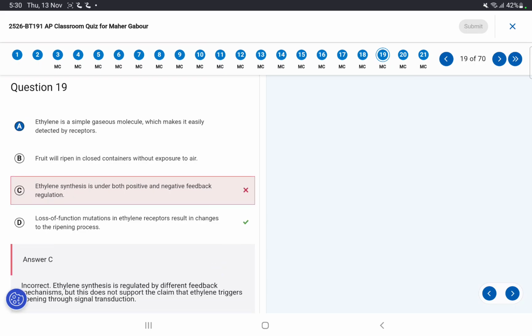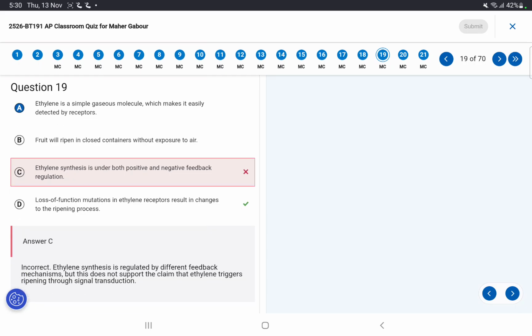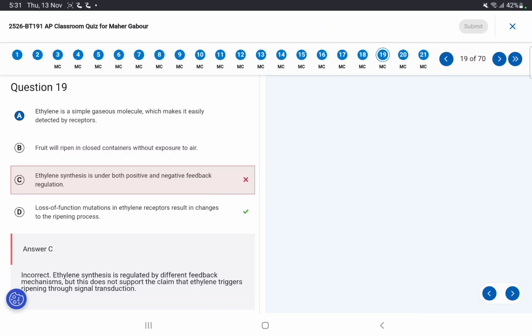Okay, so you don't get confused, I'm giving you the actual thing to make sure. Just don't look at positive and negative feedback and say, oh yeah, this is 100% why. Don't look at the fancy words and say yes, this is the correct answer. No, it has nothing to do with it. Loss of function mutations in ethylene receptors: when they lose their functions, something changed in the ripening process. That's the correct answer.